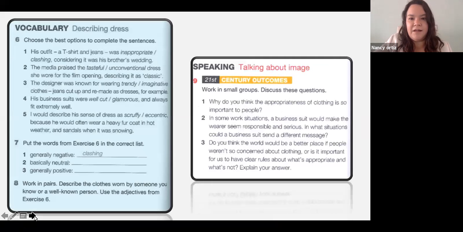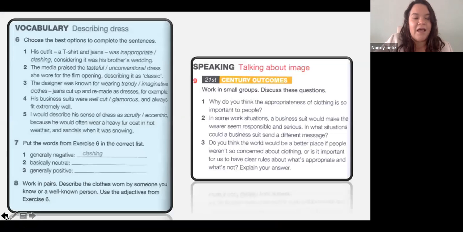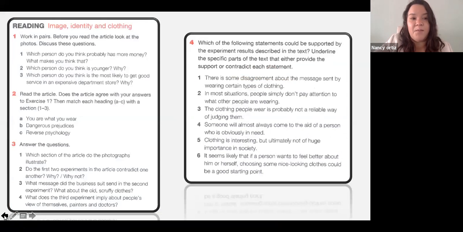This is, let me show you, oh, oops. This reading, I remember now the reading. I'm going to share it directly from the book because it's big. But before we do the reading, we're going to do a speaking part. This unit now is called Image, Identity, and Clothing, okay? So it talks about personal image.